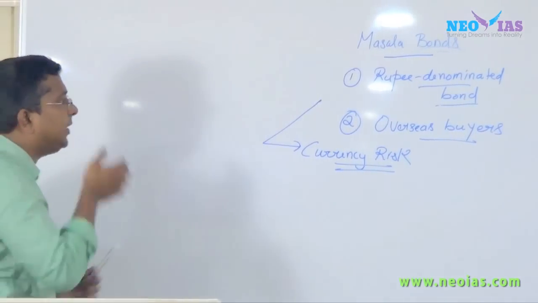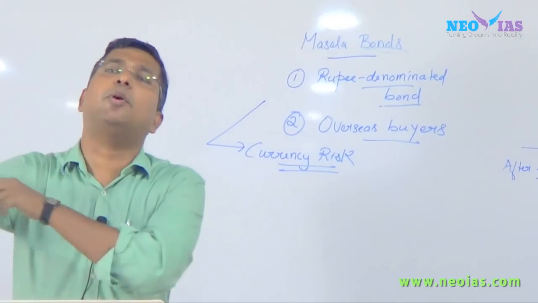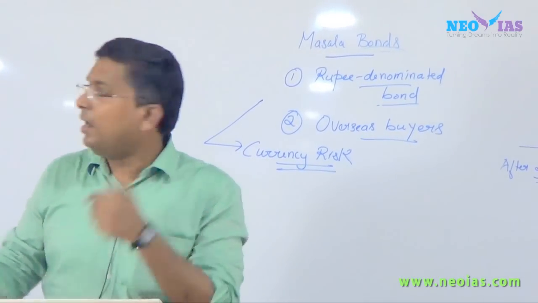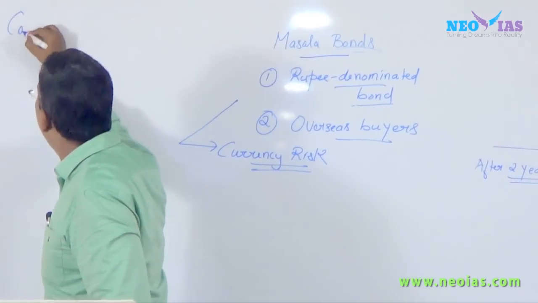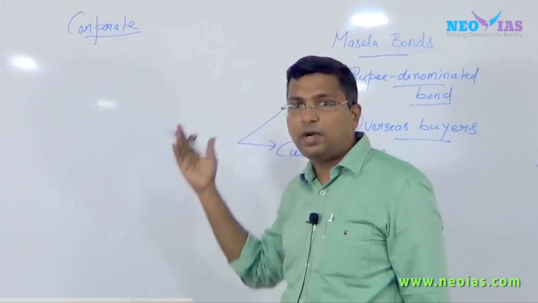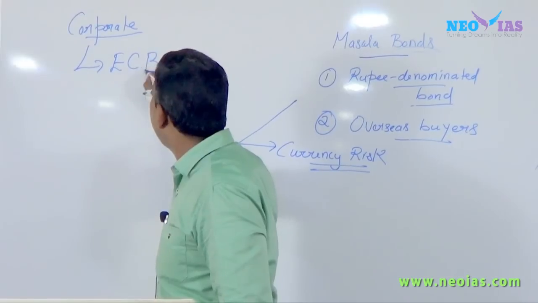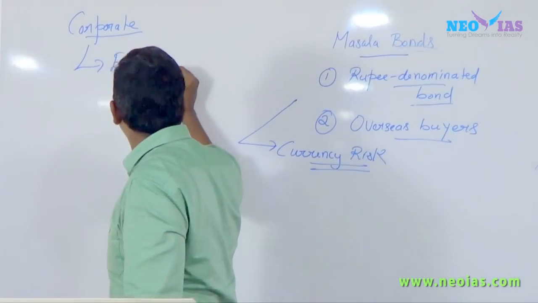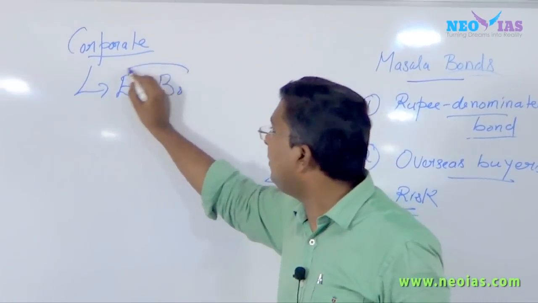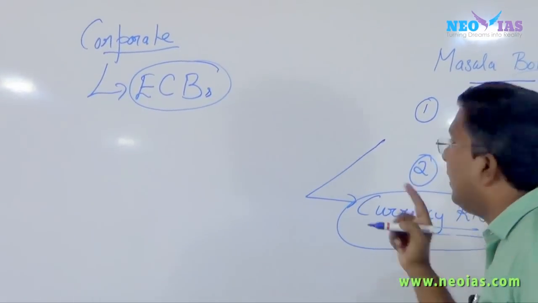Take this case. We already discussed so much about government bonds or government securities, so I'll give you an example in relation to a corporate bond. Earlier, when corporates or private companies wanted funds from outside, they used to issue what is called an ECB. What is an ECB? E means external commercial borrowing. Basically it is not a bond, it's a borrowing, but I just want to explain the concept of currency risk.